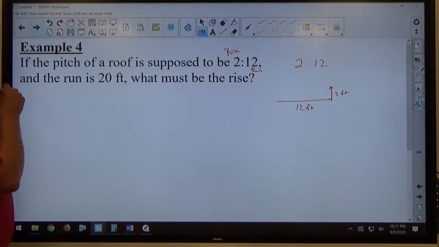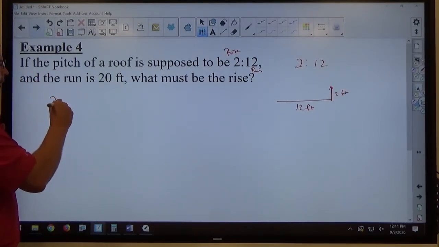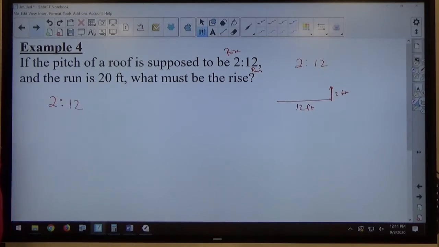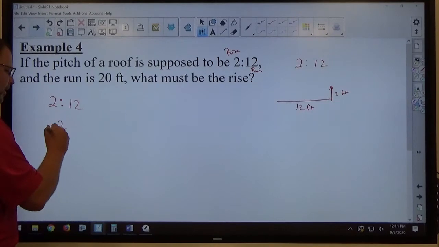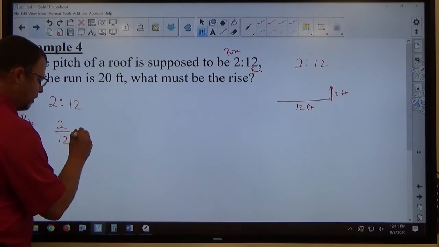So you can see they've written the pitch as a ratio in this colon form. So they got 2:12. The way we've already seen ratios today is that colon form is one way of doing it, fraction form is another way. That's the same as 2/12, right? And again, if I'm creating a structure here, this is rise on top, run on the bottom. So in general, when you look at pitch of a roof, rise over run is the structure that we want to have.